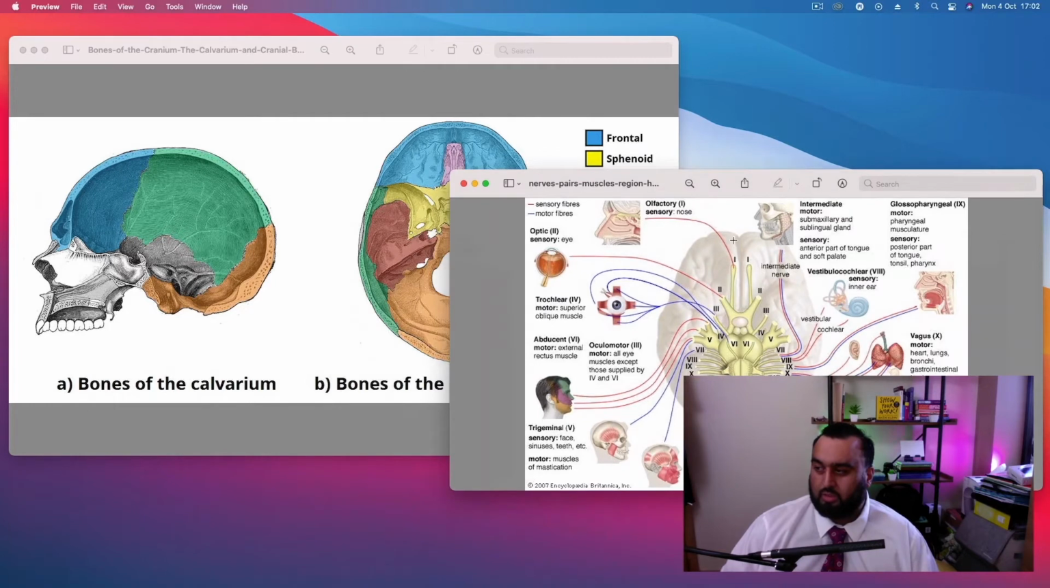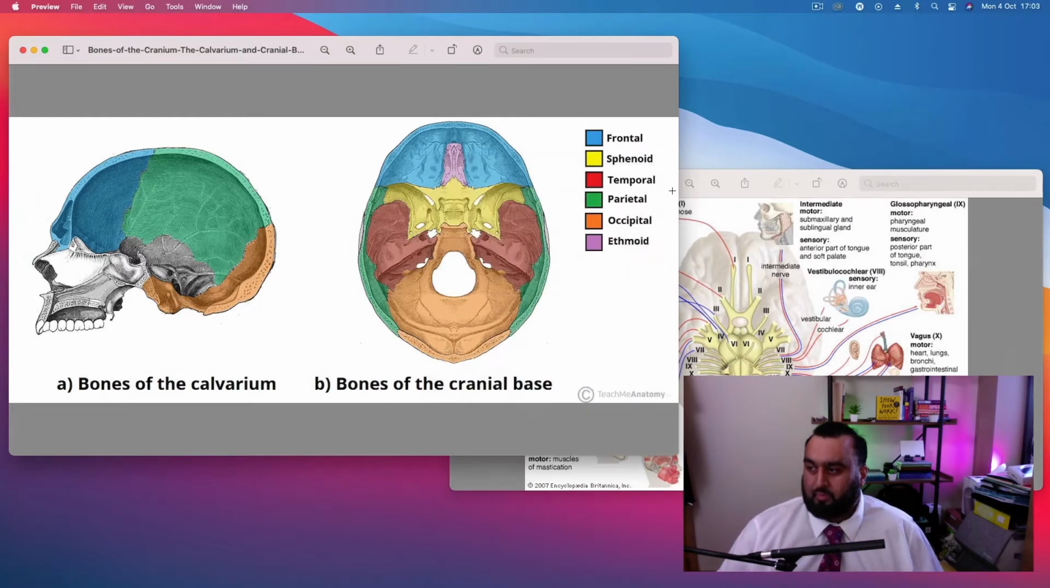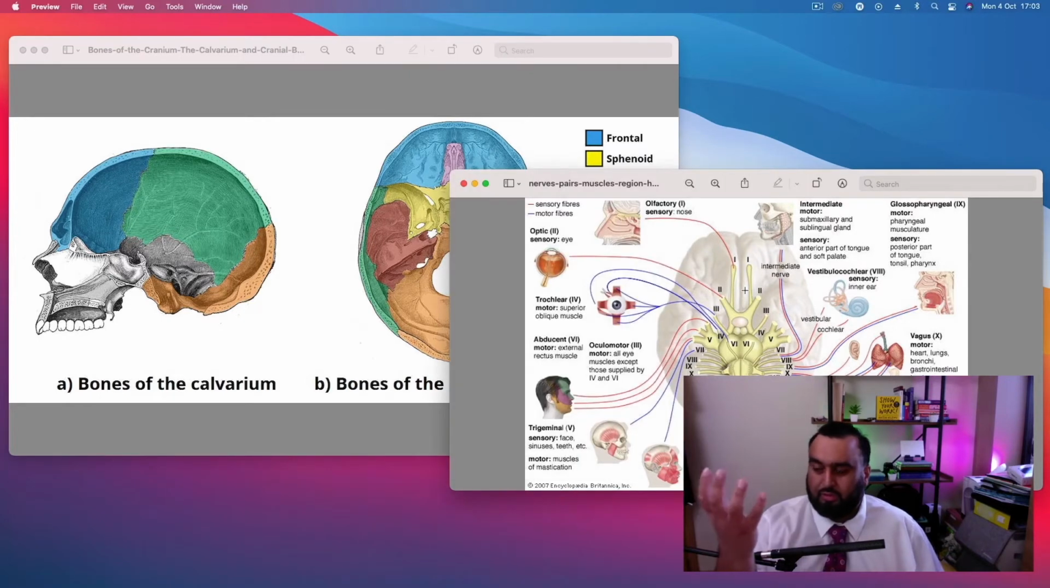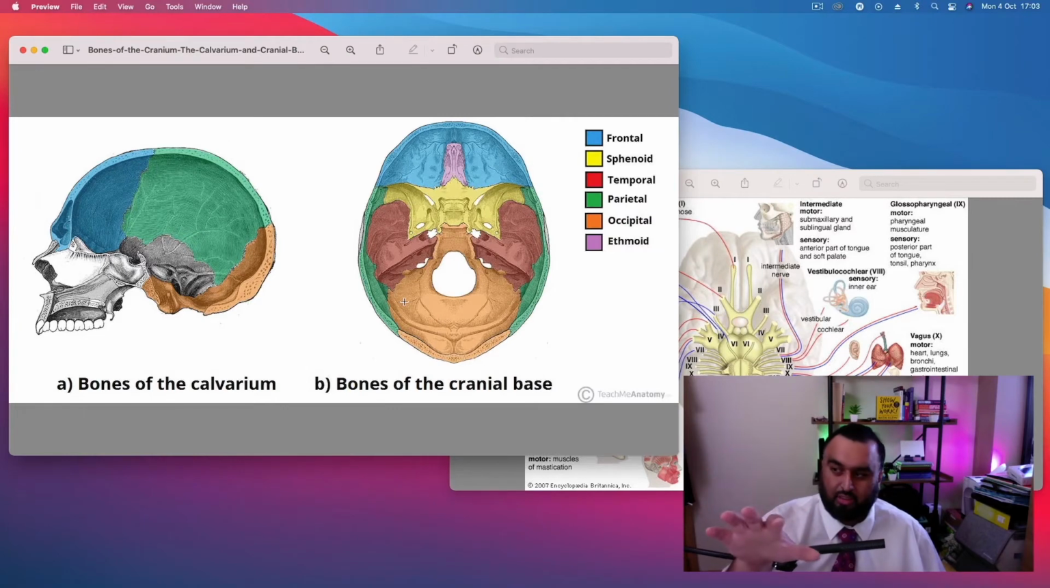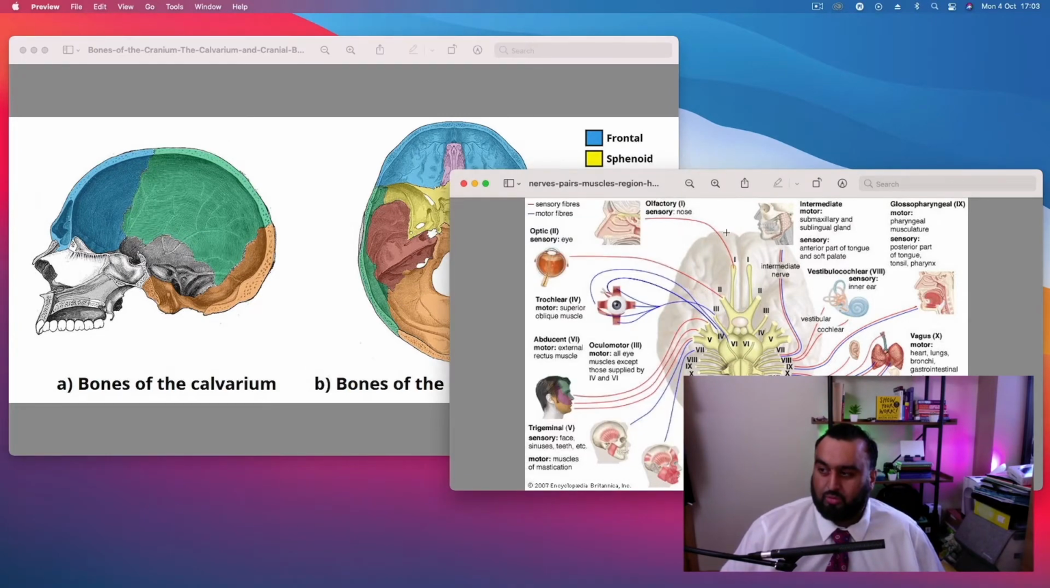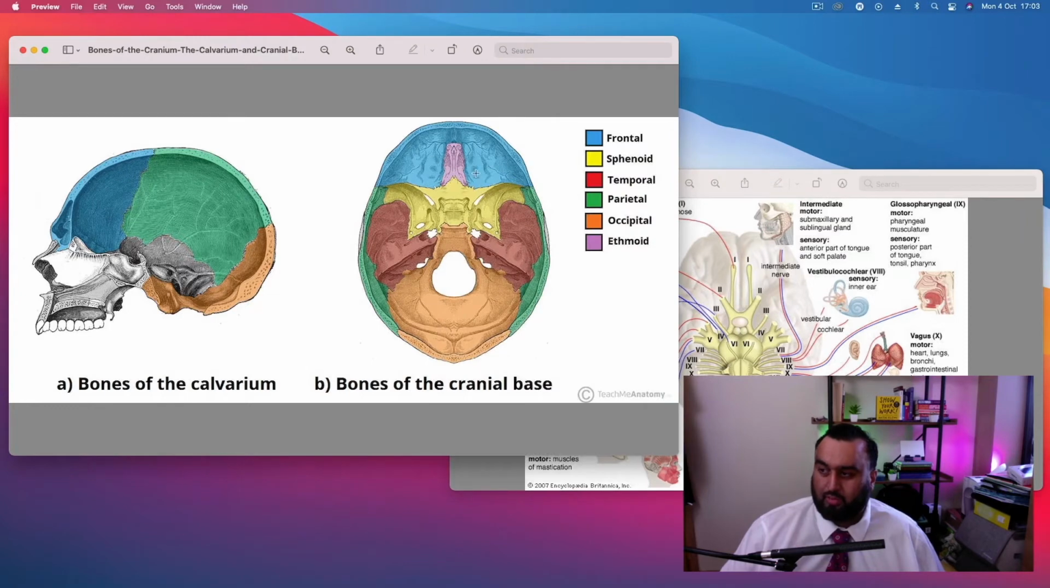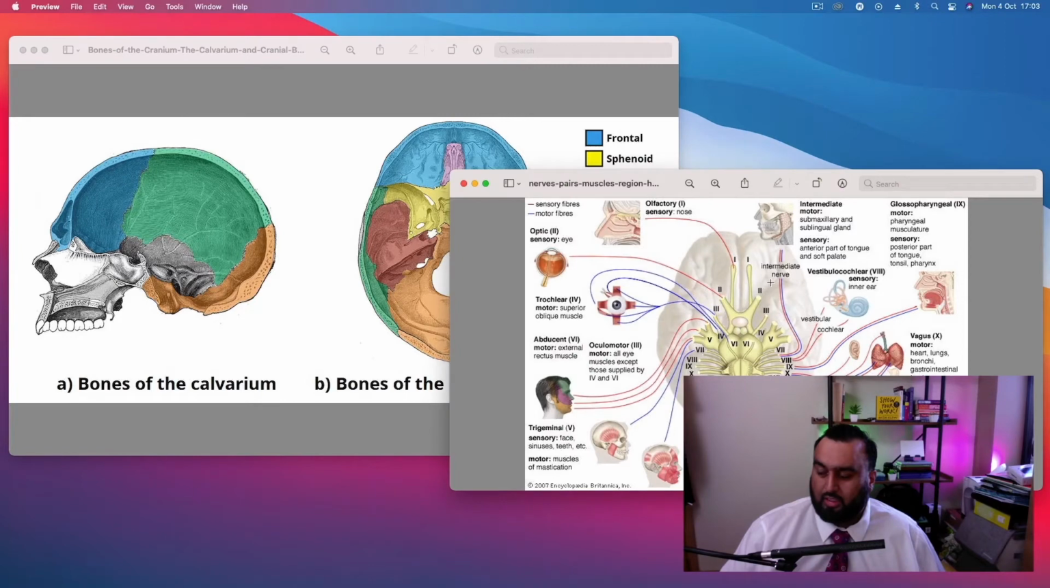In Roman numerals, 1 all the way back down to 12. There's 12 pairs, 1 on each side, symmetrical. And if you can imagine, if you just turn these nerves as they come out and they sit into this cranial base, they have to match up and sit and come out of these orifices here, and they each have their own function.